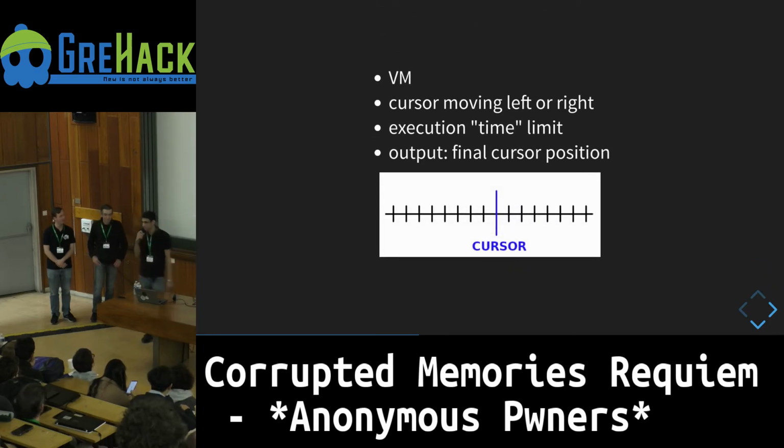But on the inside, we discover that the user input is actually assembly code for a tiny VM. This assembly code gets assembled to bytecode and then executed in this tiny VM, which simulates the move of a cursor on a straight line. It can move left or right. There's some limits on the count of executed instructions, which is computed in a way that I'm not going to describe. And the output of this VM is the final cursor position.